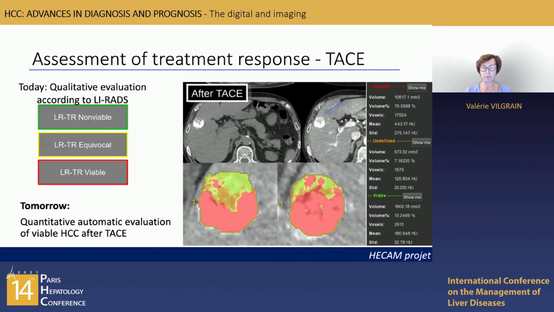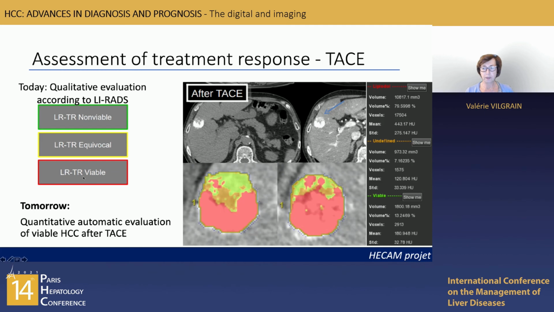And now the last point is the assessment of treatment response. I have taken two examples. First, the chemoembolization, which is a very important treatment, actually the most commonly performed in HCC. We assess treatment response with qualitative criteria, differentiating the non-viable tissue, the equivocal tissue, and the viable tissue. But we know that we lack a high level of diagnostic performance.